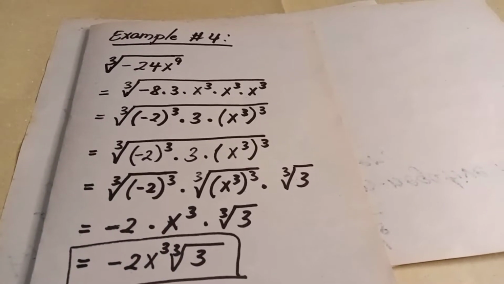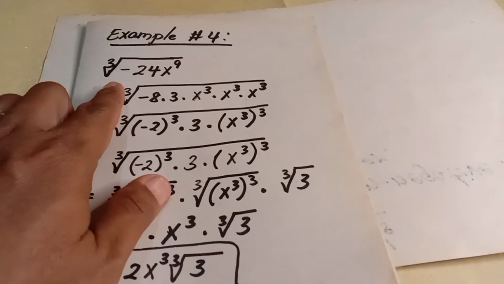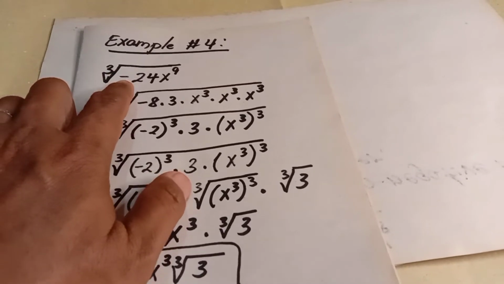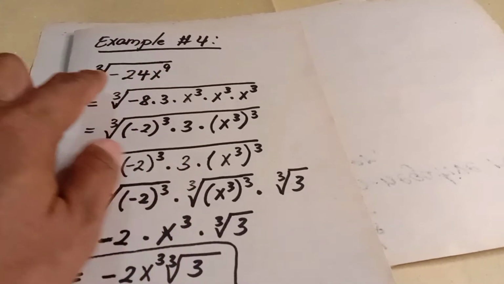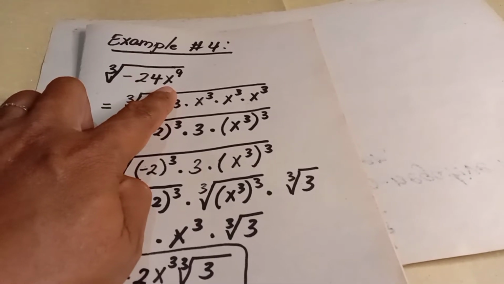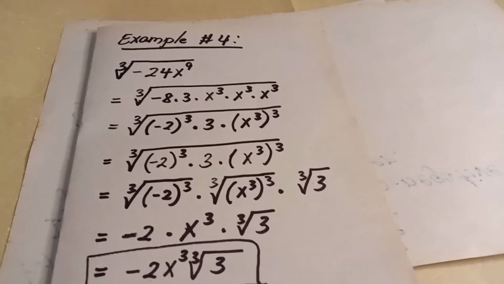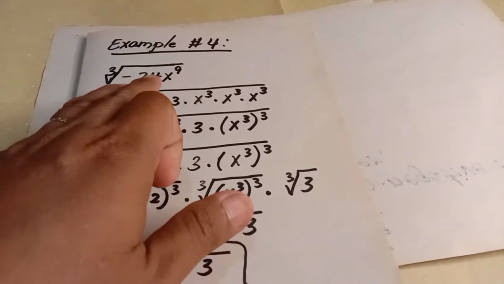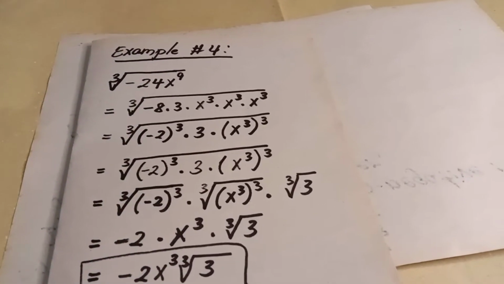Okay guys, we have a last example that I will show to you. We have here the cube root of negative 24 x to the exponent 9. Okay, as you can see guys, medyo may pagka-complicated konti kasi marami ng variables and involved dito sa loob ng radical symbol.